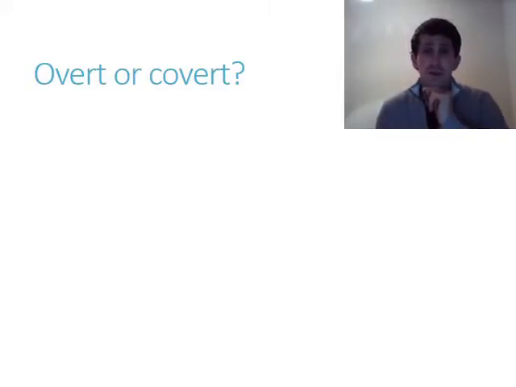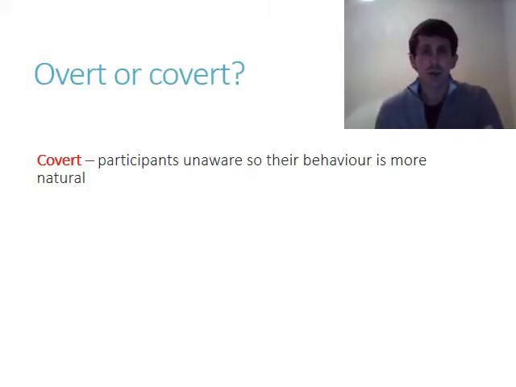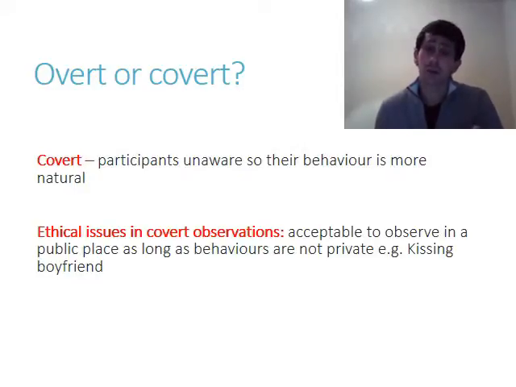So the next question is, which is best to use, overt or covert observations? Covert observations are usually a little bit better because participants are unaware that they're involved in an observation, and because of that, their behaviour is much more natural. However, there are ethical issues with covert observations. It's absolutely fine and totally acceptable to observe people in public. However, ethical issues start to arise when we're observing private behaviours, maybe someone kissing their boyfriend or partner. So although we get much more natural behaviour with covert observations, they're not aware they're being observed, and especially when it's private behaviour, that can raise ethical issues.